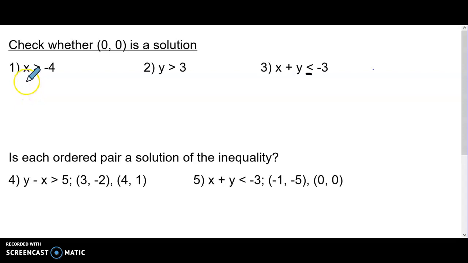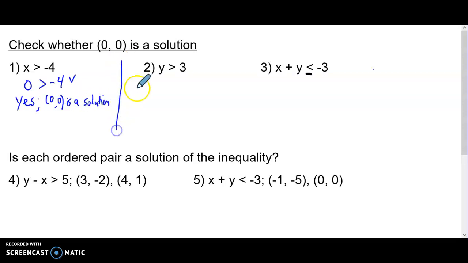Let's go to number 1. It looks like the x value should be substituted with 0. So I should have 0 is greater than -4, which of course is a true statement. So I'm going to say yes, which implies that (0, 0) is a solution to the problem. Number 2, same ordered pair, but the inequality changes. I need to replace y with 0. So I have 0 is greater than 3. That is not true. It's a false statement. So the answer is no, which means (0, 0) is not a solution.